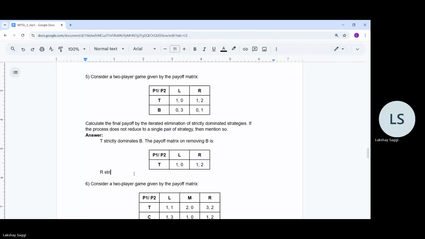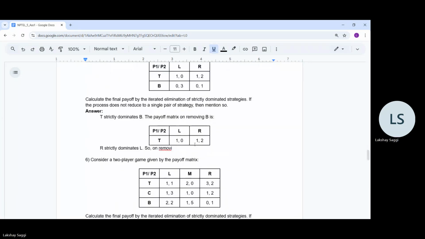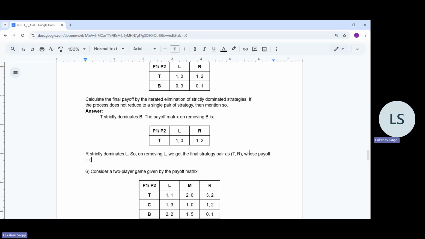R dominates L, on removing B. So on removing strategy L, what we get is the final strategy pair as T comma R. Because we remove this L, only this T comma R remains, whose payoff is 1 comma 2. So player 1 will get 1 and player 2 will get 2. So this is the final payoff for us.